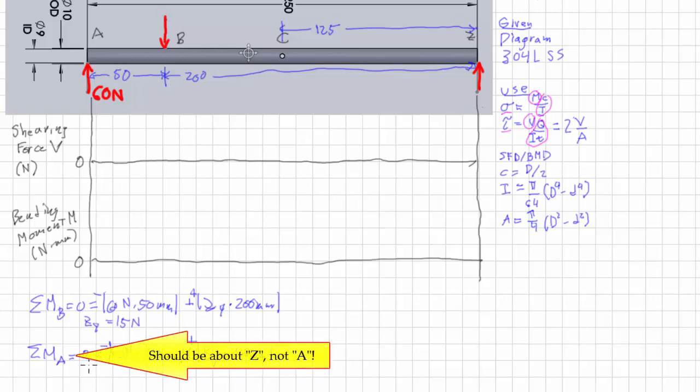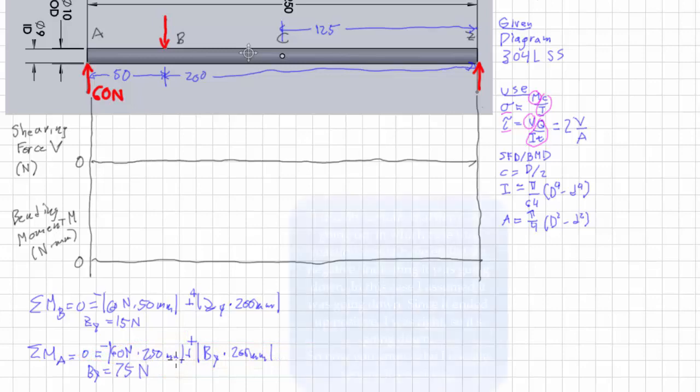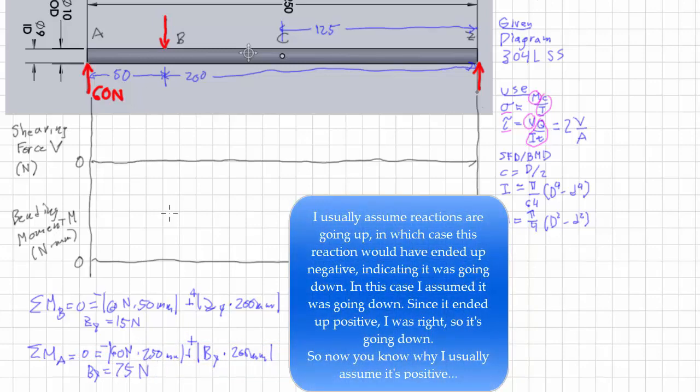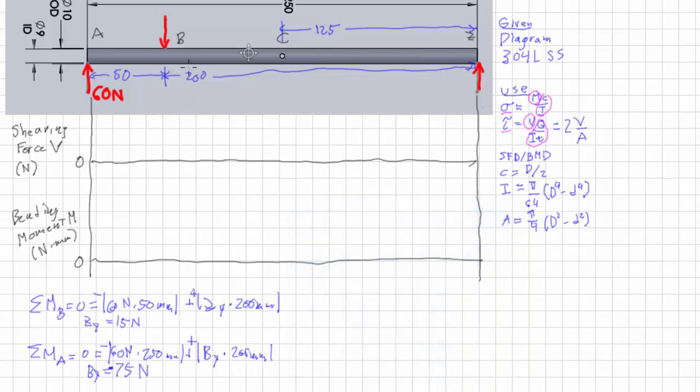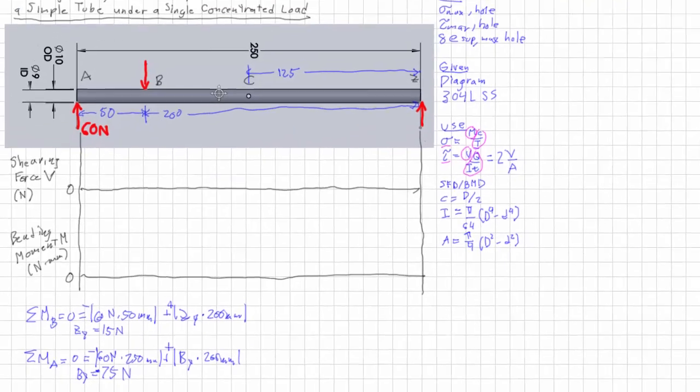So you end up with BY equals 75 newtons. Since I assumed that it was going down, that means it must be a negative 75 newtons. So if we add these up using sum of the forces, then 15 plus 60 equals 75, and they all cancel out, so it all works out. Okay, so let's go fill that in.